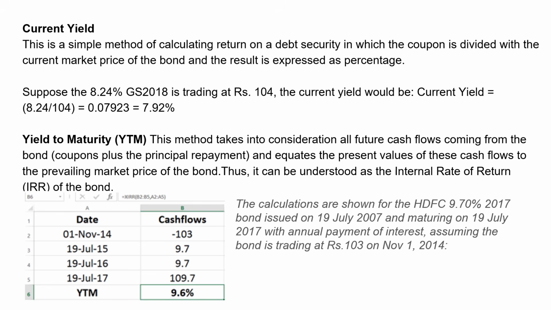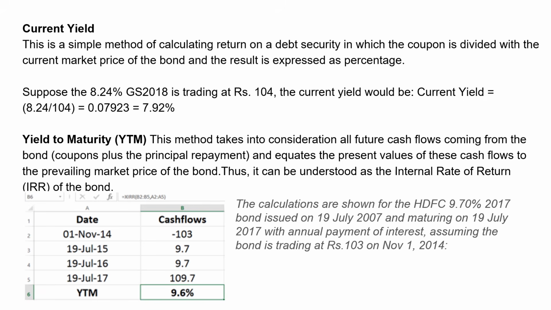What this method does is it takes into consideration all the future cash flows coming from the bond, coupons plus the principal repayment, and equates the present value of the cash flows to the prevailing market price of the bond, and it can also be termed as internal rate of return. So you can see on 1st November 2014 you put in, let's say, 103 rupees, the current market price, and you stayed invested until the 15th, 16th and 17th year, and if you use this formula you can come to know the yield to maturity, that is 9.6 percent.